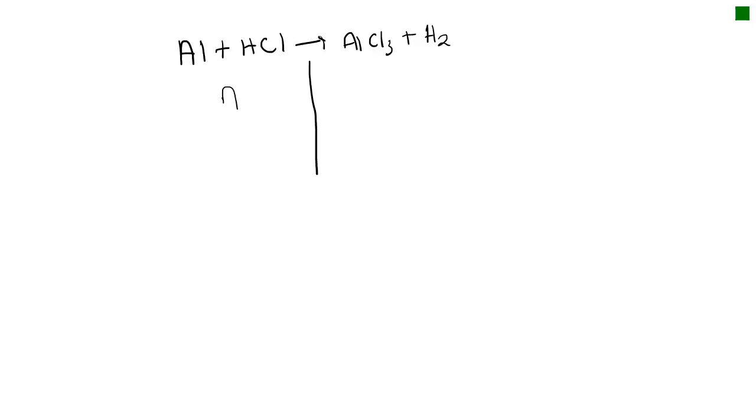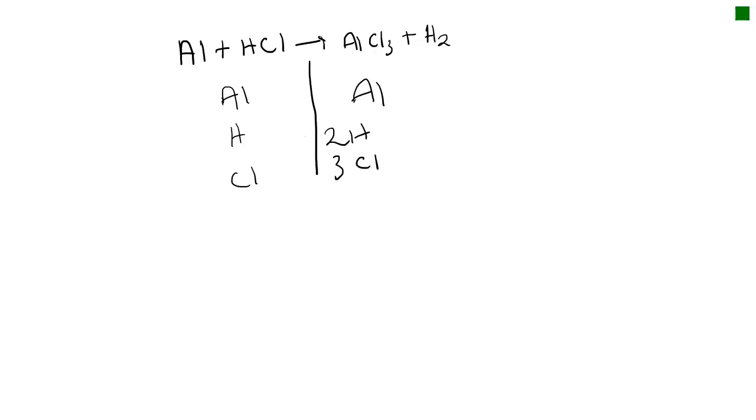We have aluminum, hydrogen, and chlorine. Aluminum, hydrogen, and chlorine. We've got one of each on this side, and on the other side we've got 3 chlorines and 2 hydrogens. Okay, so how are we going to balance this out?